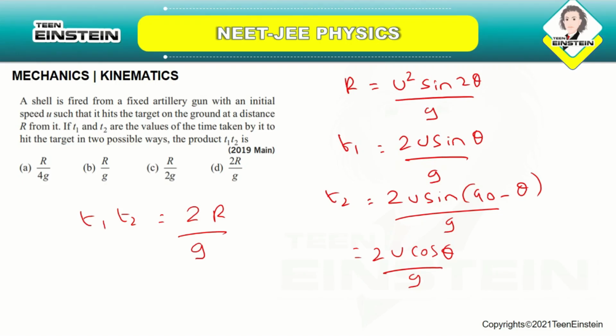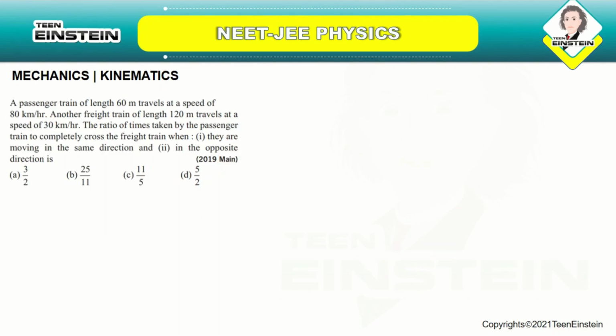Okay. So, the correct answer is option number D. The product of T1 and T2 is 2r by g. The next question is: a passenger train of length 60 meter travels at a speed of 80 km per hour. Another freight train of length 120 meter travels at a speed of 30 km per hour. The ratio of time taken by the passenger train to completely cross the freight train when they are moving in the same direction and they are moving in the opposite direction.